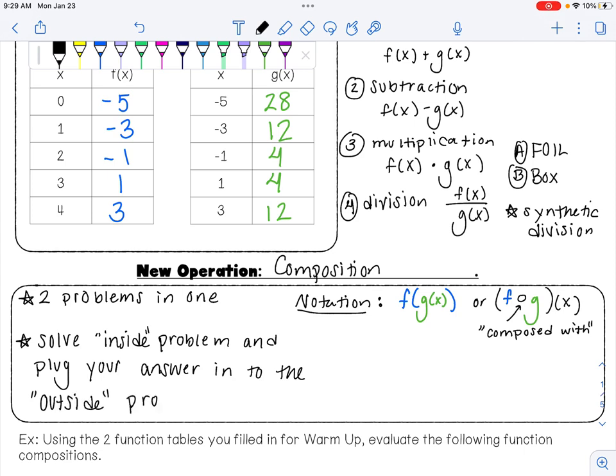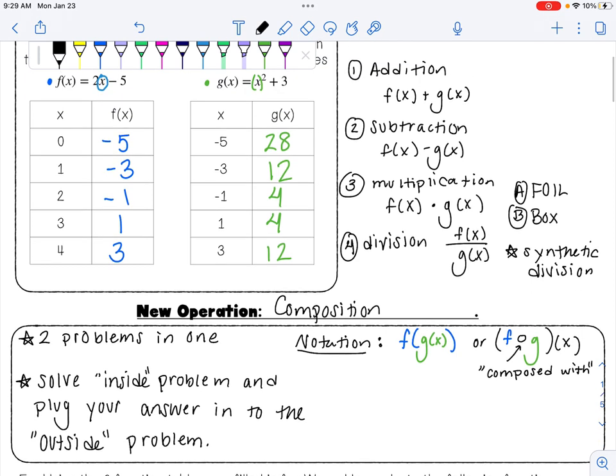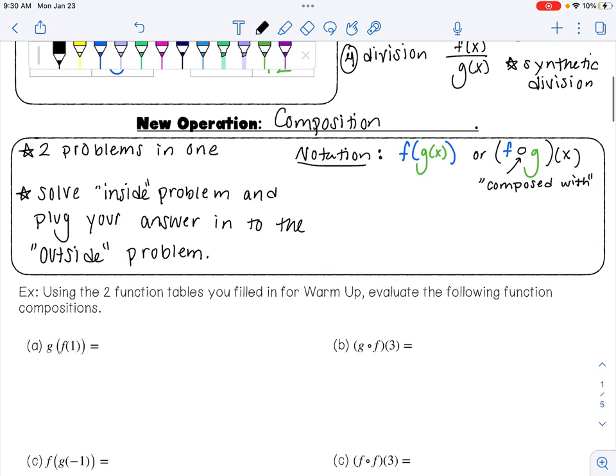So you always want to work inside out. So you always start with the inside. We're going to do a couple, and we're going to actually use those two function tables for f and g up above that we did for our warm-up to help us solve the next ones. So we're going to use the two function tables we filled in for the warm-up, and we're going to evaluate the following function compositions. So the first thing you always do is find the inside function.